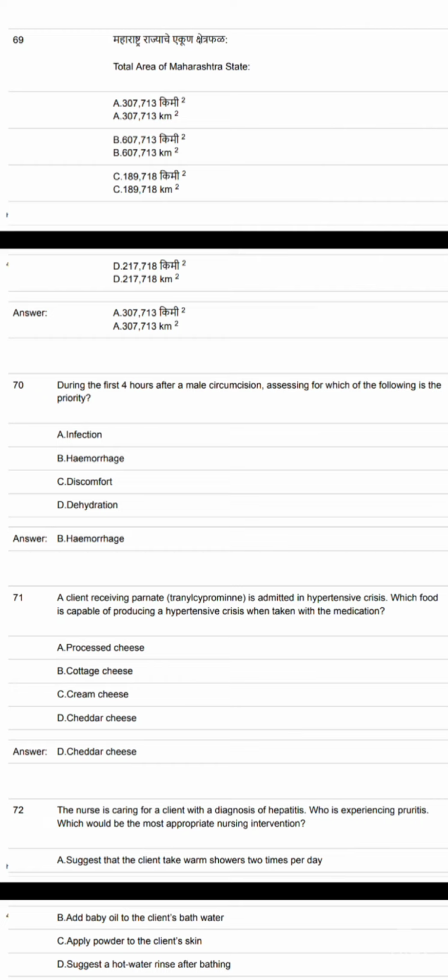Which food is capable of producing a hypertensive crisis when taken with the medication? The answer is D. Cheddar cheese.